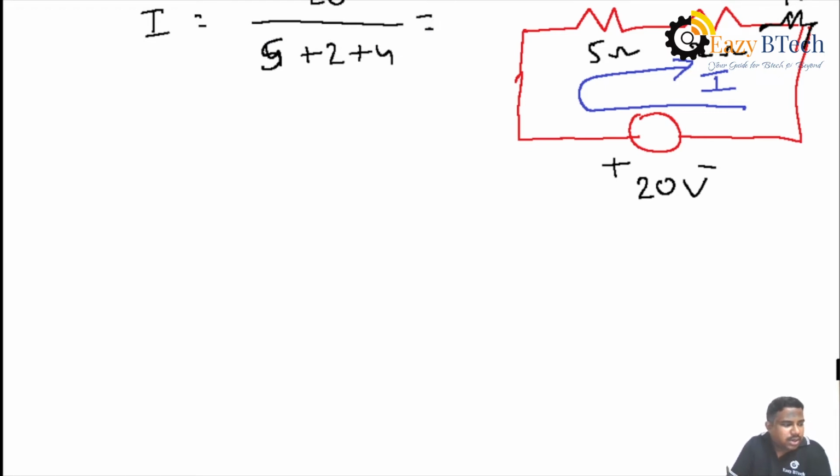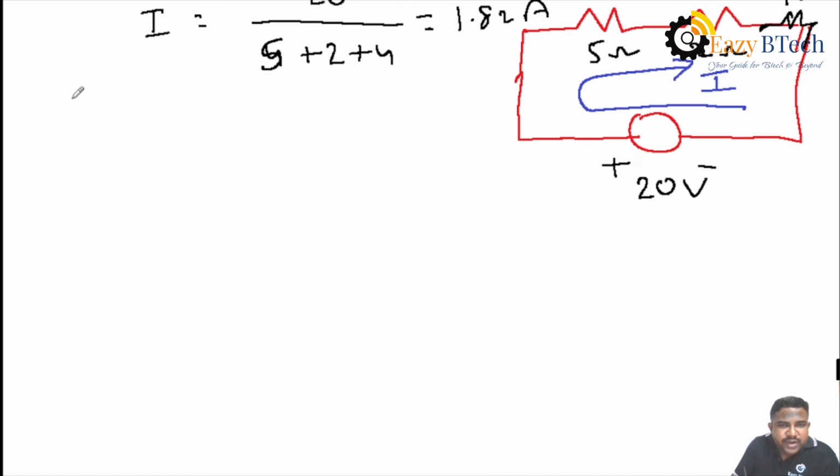Then the total current value will be 1.82 amperes. The unit of current is amperes. 1.82 amperes. In this way, we find the loop current.